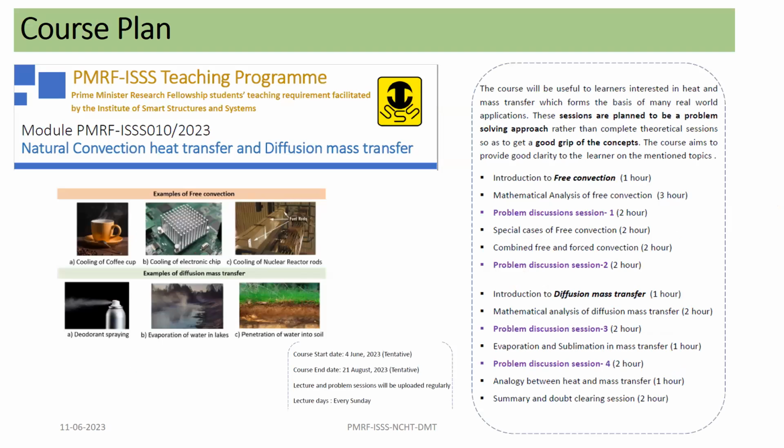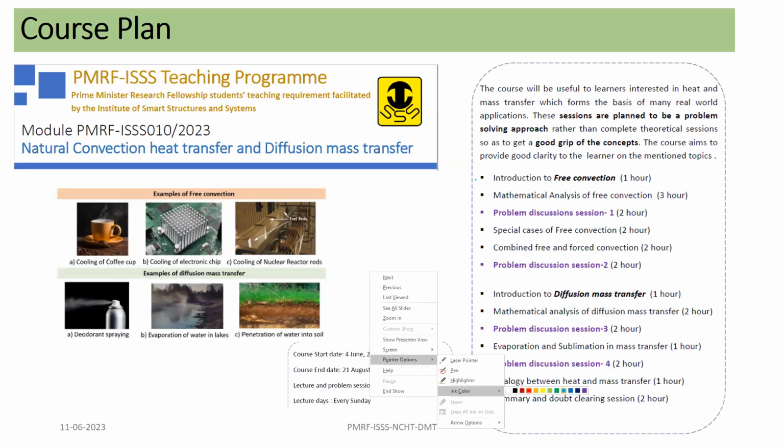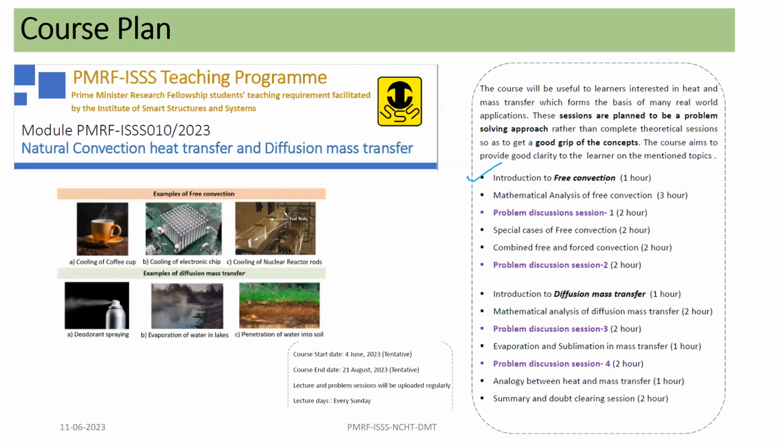the mathematical analysis of free convection. So the introduction to free convection is completed. Now, the mathematical analysis of free convection is actually planned to be conducted in 3 hours. So today we will be starting with this part.